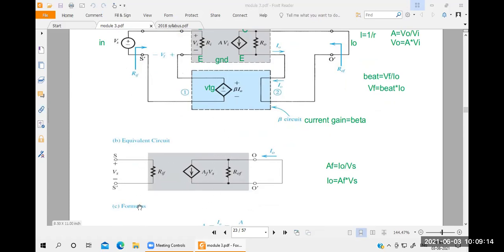In the equivalent circuit, what happens? On the input side, there is the source voltage. After that, they have taken the input resistance with feedback, which consists of all the resistance parameters. Then on the output side, they have taken the output as a current. Then you take the current gain, then ROF. Here they've taken the AF equation, that is I naught by Vs. Current gain is nothing but output current divided by input voltage. Then I naught you take outside, and you get AF into Vs, so I naught is equal to AF into Vs.